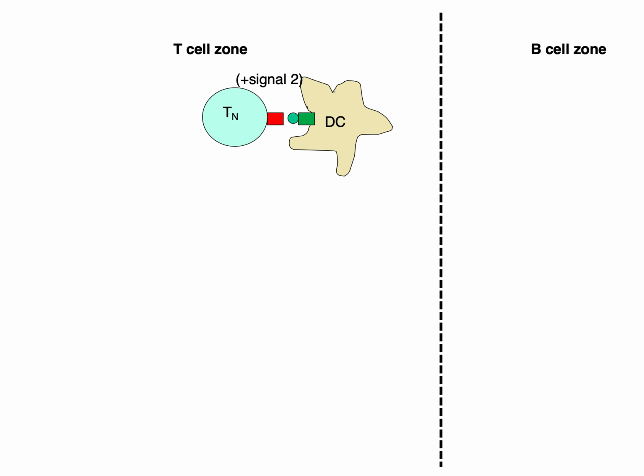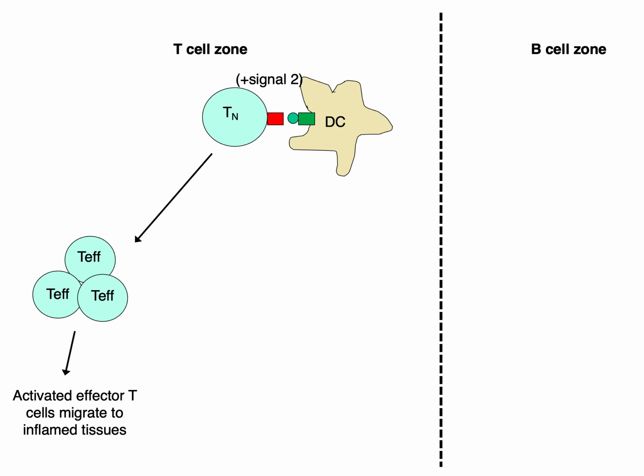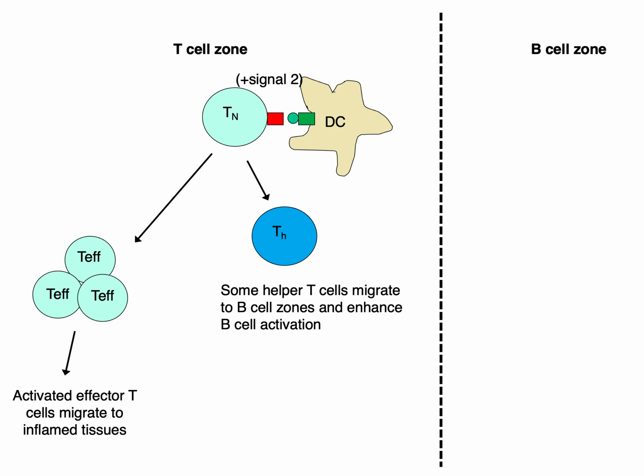Okay, so to summarize, T cells are activated within the T cell zone of the lymph node, where many of those T cells can differentiate into activated or effector T cells that can then migrate to inflamed tissues. In later video lectures, we will also discuss that some helper T cells stay in the lymph node and migrate to B cell zones and enhance B cell activation.